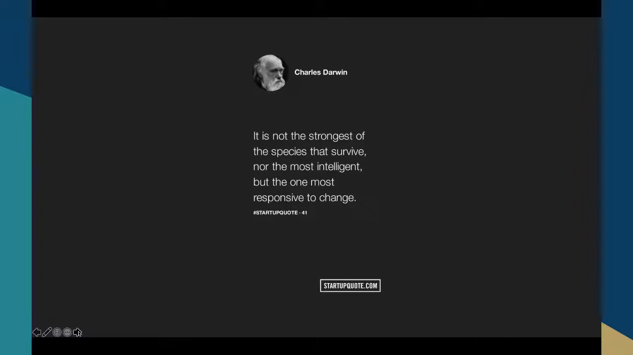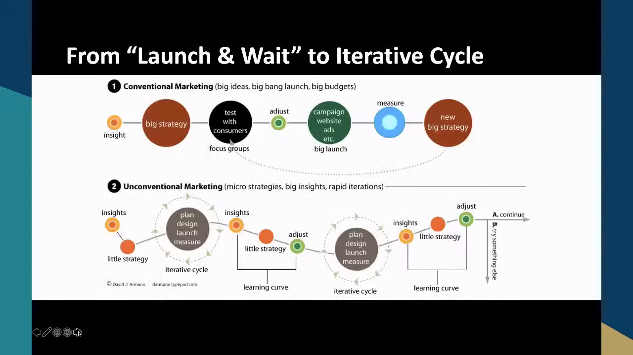And this is Charles Darwin who said, it is not the strongest of the species that survive, nor the most intelligent, but the one most responsive to change. And so, we often come from a world where we come up with our big ideas, we test it once with consumers, we go towards the big launch, and we think that's the end of the work. But where we really need to start moving towards is the iterative cycle, where we're starting to do little bits of strategy, testing and learning, and then adjusting, iterating, and then testing and learning again, and going through those iterative cycles.